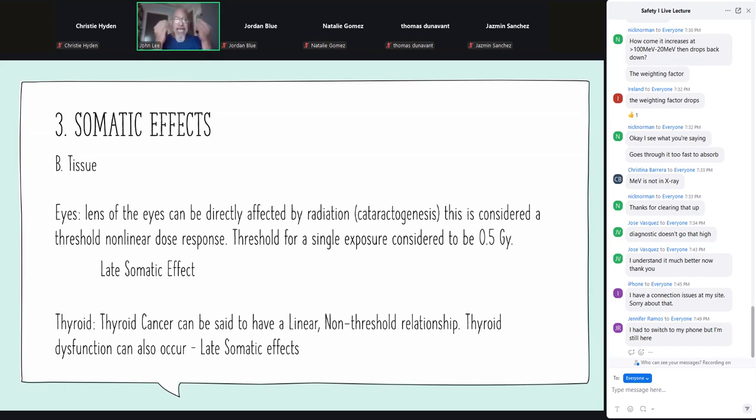The lens gets damaged, but because of the way the lens is formed, there is no blood supply. So any cells that died due to radiation exposure are there as the lens itself produces cells. I'm trying to get my little marker here.